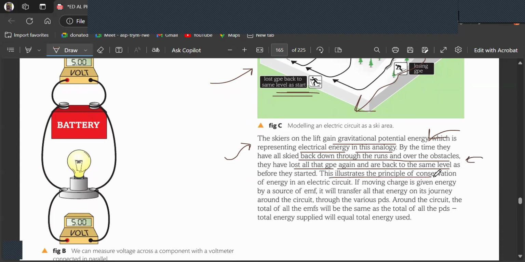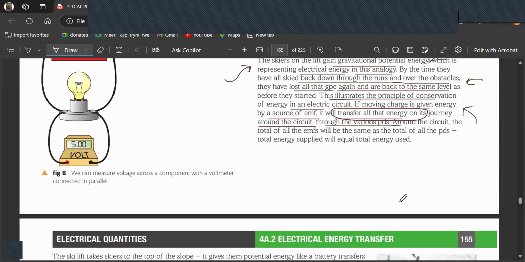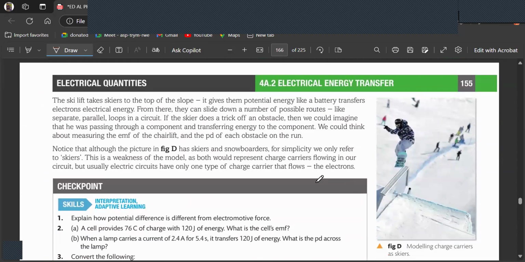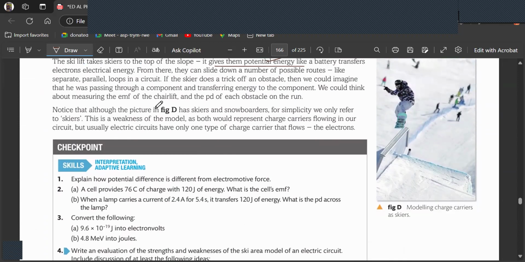This illustrates the principle of conservation of energy in an electric current. If moving charge is given energy by a source of EMF, it will transfer all that energy on its journey around the circuit through the various potential differences. सो ये भी एक पोटेंशियल एनर्जी है. जैसे बैटरी ट्रांसफर्स होते हैं वो इलेक्ट्रिकल एनर्जी देगी लेकिन कन्वर्ट आपका कुछ भी हो सकता है जो पोटेंशियल डिफरेंस होगा. So notice that although the picture in figure D has skiers and snowboards, for simplicity we only refer to the skiers.